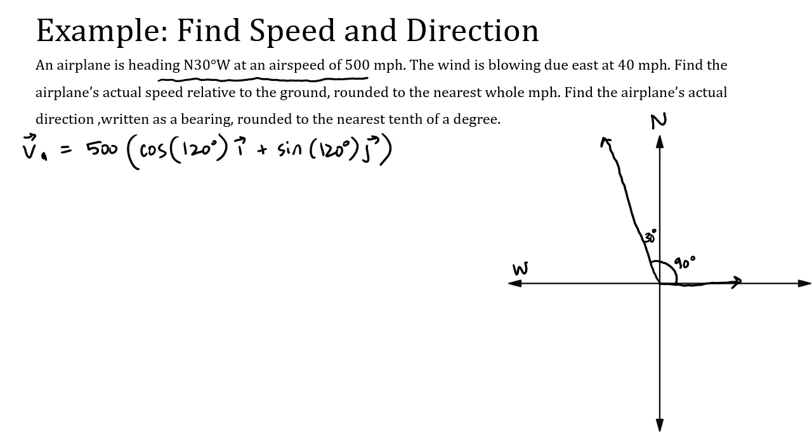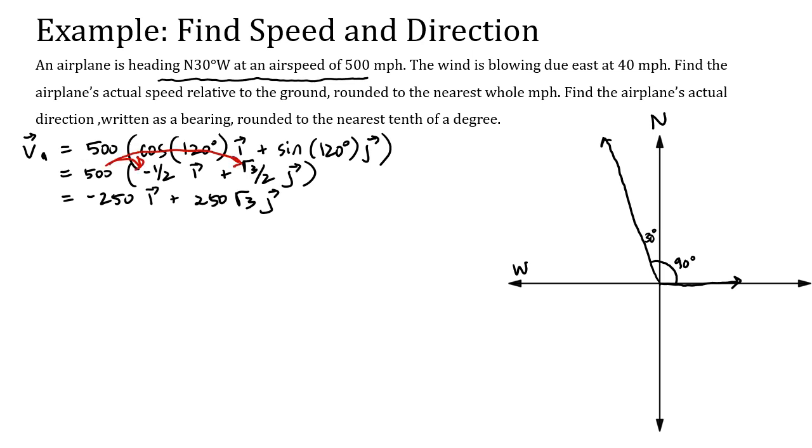And I'll close that off. Now, 120 degrees is an angle measure that I do know its value. The cosine of 120 degrees is negative 1/2 i, and the sine of 120 degrees is the square root of 3 over 2 j. And if I distribute that 500 through, I get negative 250i plus 250 times the square root of 3 j.